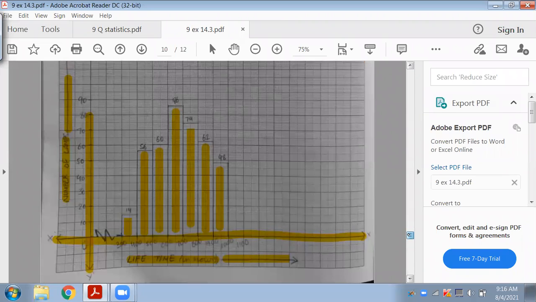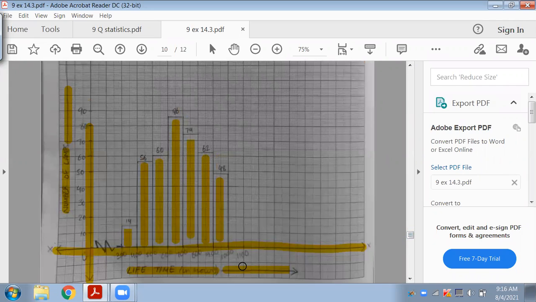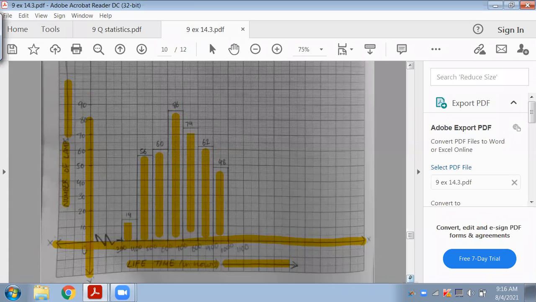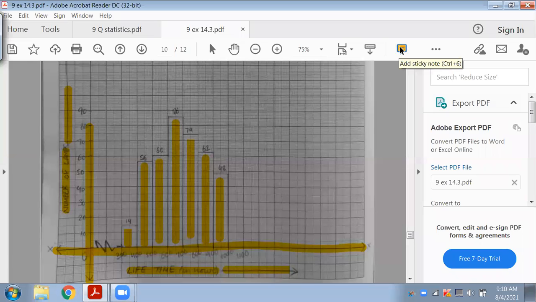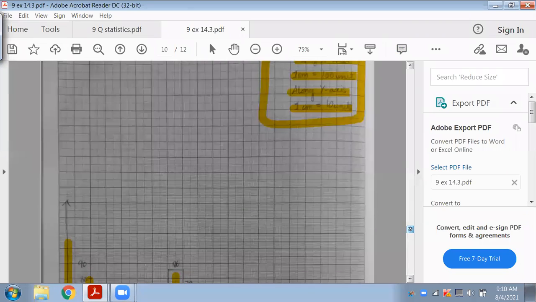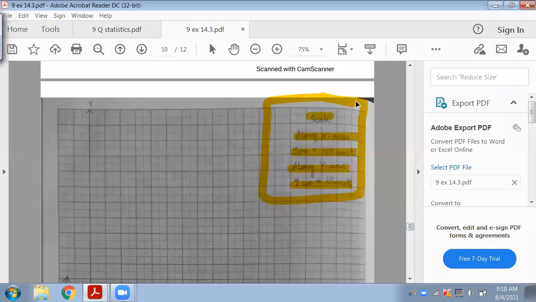Okay, now draw it. Okay, so I think it's done. Don't forget to write the scale on the top. So put the scale on the top right side.